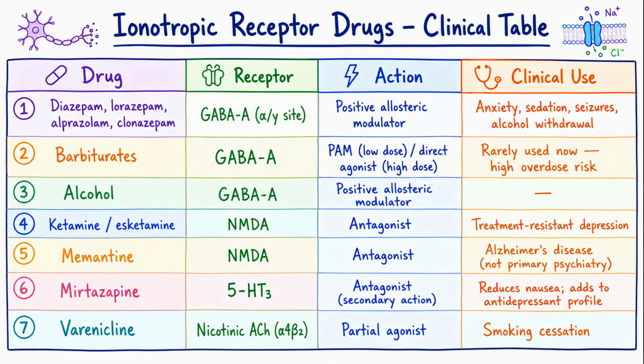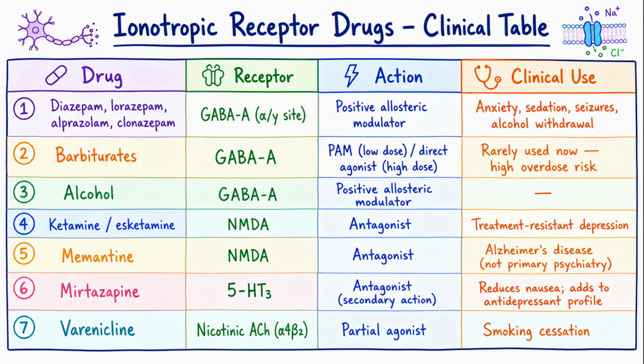Alcohol also enhances GABA-A, which is part of why it's sedating and why withdrawal can be dangerous. The brain adapts to that constant GABA enhancement. Ketamine and esketamine are the standout ionotropic antidepressants. They block NMDA receptors, and this is actually the core mechanism behind their use in treatment-resistant depression. Memantine also blocks NMDA, but that's mainly used in Alzheimer's, not primary psychiatric prescribing.